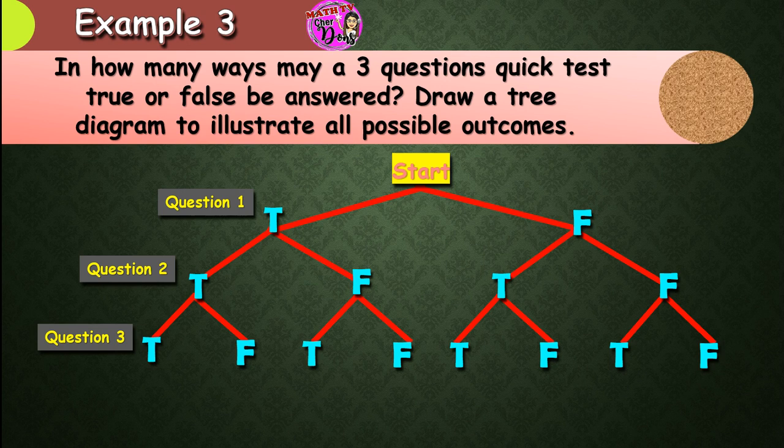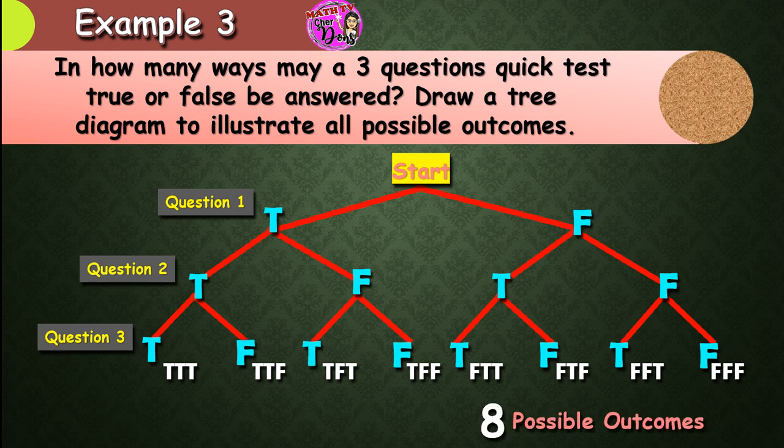Now, we can finally figure out how many possible answers we can have by counting the answers in question number 3. We have our first possible combination, true, true, true. Second, true, true, false. Third, true, false, true. Fourth, true, false, false. The fifth one, false, true, true. Next, false, true, false. Seventh, false, false, true. And last but not the least, the eighth combination, false, false, false. In total, we have 8 possible outcomes.